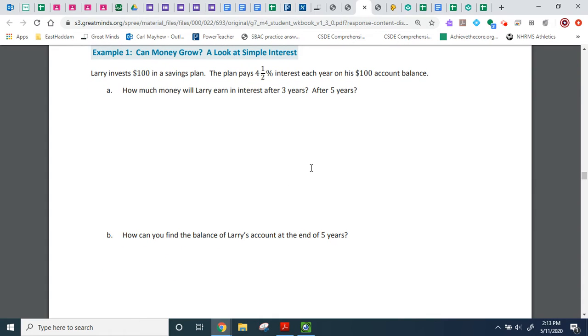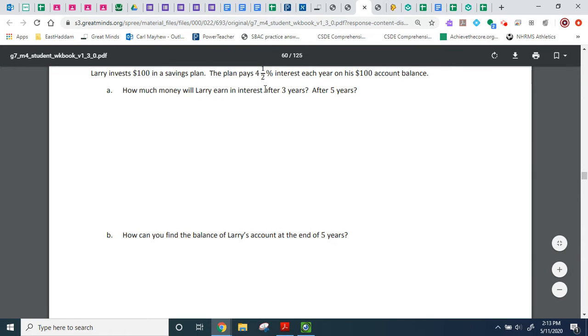Example one today, we have Larry invests $100 in a savings plan. The plan pays 4.5% interest each year on his $100 account balance. So for this problem, what is our principal amount? And our rate should be, and our time is going to either be 3 years or 5 years. So you guys answered that our principal amount is going to be $100. Our rate is going to be 4.5%, and our time will be 3 and 5 for part A here.